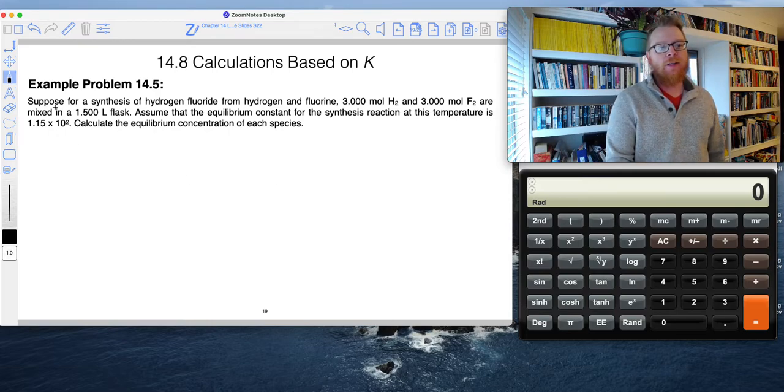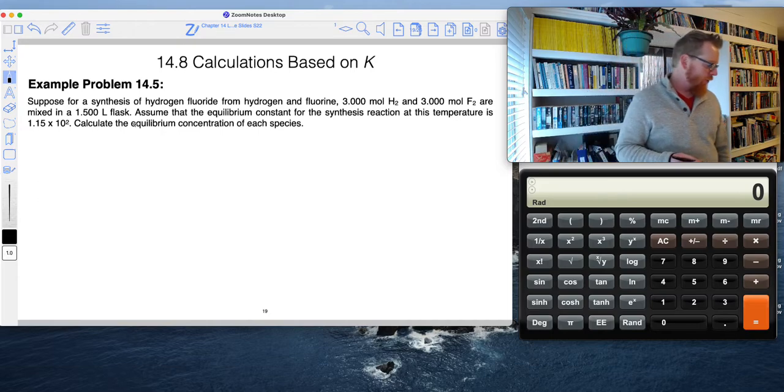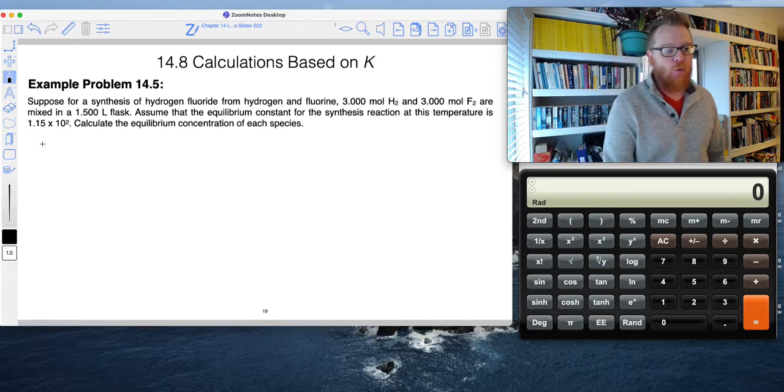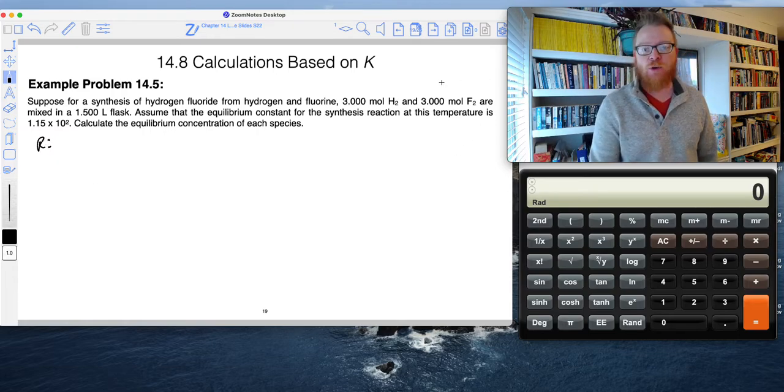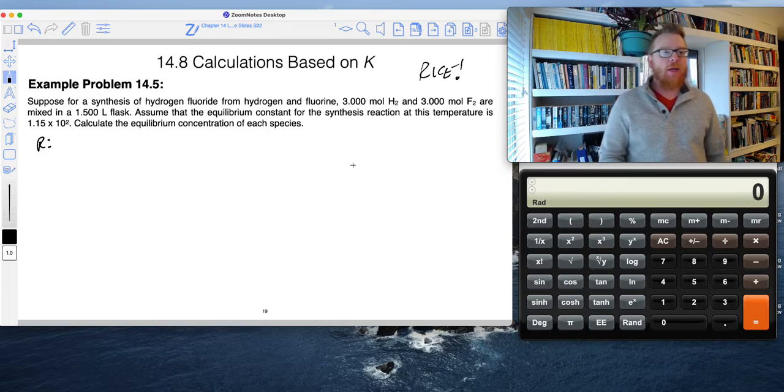So in this problem, suppose for a synthesis of hydrogen fluoride from hydrogen and fluorine, 3 moles of H2 and 3 moles of F2 are mixed in a 1.00 liter flask. Assume that the equilibrium constant for the synthesis reaction at this temperature is 1.15 times 10 to the 2. Calculate the equilibrium concentration of all species. Okay, so first we've got to do R for a reaction, right? We're doing our rice table. Rice it up. Okay, so we've got to turn these words into a reaction.